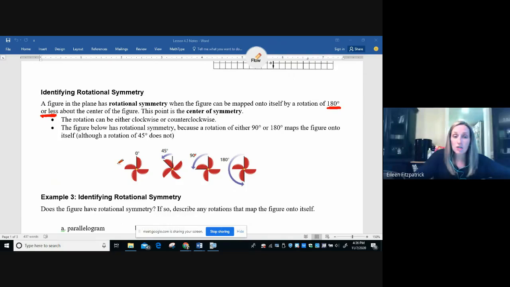Now, if I rotate it 270, it would again land on itself. So it does have a rotational symmetry of 270, but by definition, it says that a figure can be mapped onto itself by a rotation of 180 or less. So even though, yes, 270 degrees maps it onto itself, the figure would look the same, it's not considered rotational symmetry because it's above 180. Okay. All right, clear that.